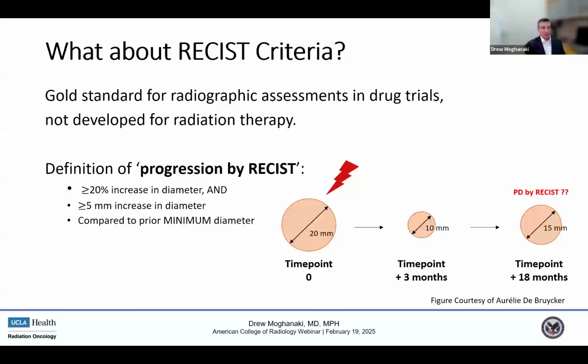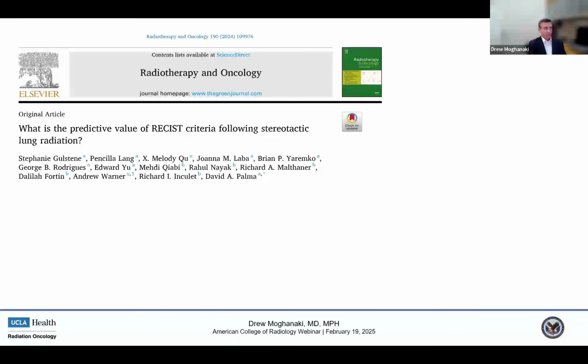So look here, you've got a 20 millimeter tumor treated with radiation therapy. The minimum is now 10, and it grows by 5 millimeters, which is 50%. If you were reviewing the results of a clinical trial, the case report form would require the coder to call this progressive disease. But is it progressive disease? The original tumor was 20, and what happened from 10 to 15 could be nothing but benign scar.